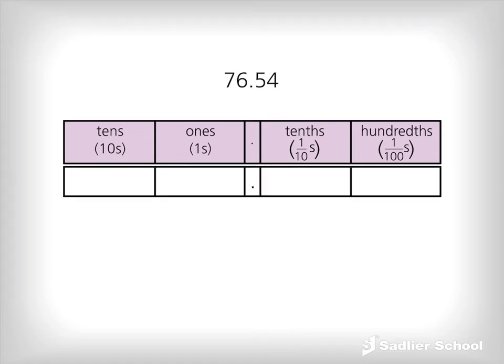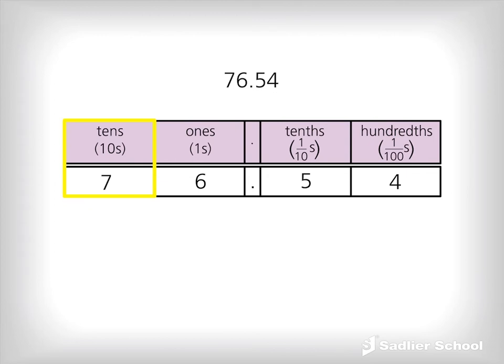Let's show the number 76 and 54 hundredths in the place value chart. First, write each digit in the whole number part, starting with the digit in the greatest place and moving right. The digit 7 in the tens place and the digit 6 in the ones place. Then, write each digit in the decimal part of the number, starting at the decimal point and moving right. The digit 5 in the tenths place and the digit 4 in the hundredths place.